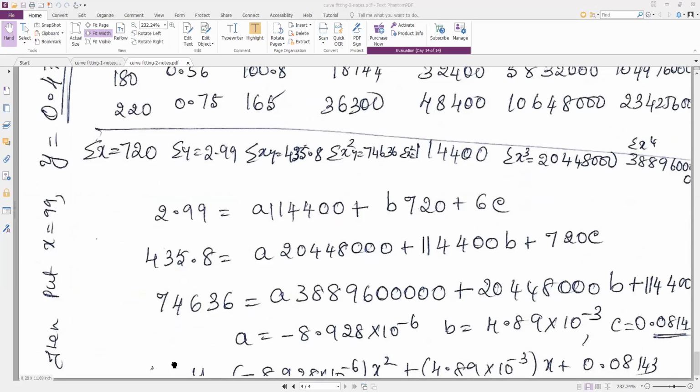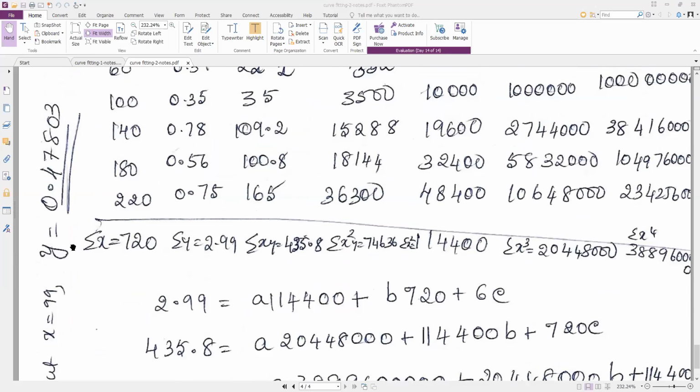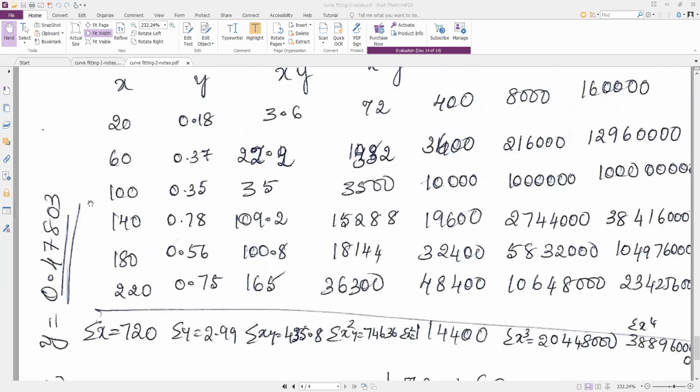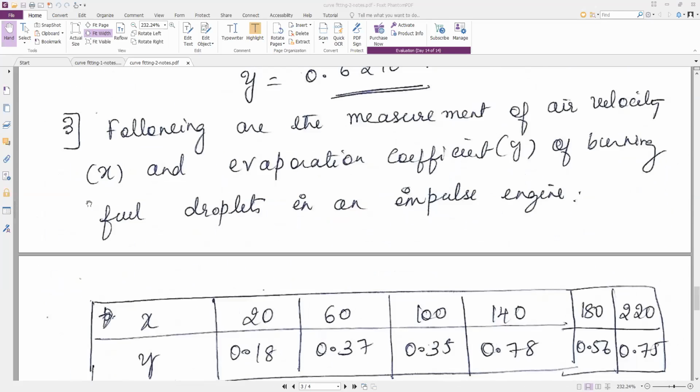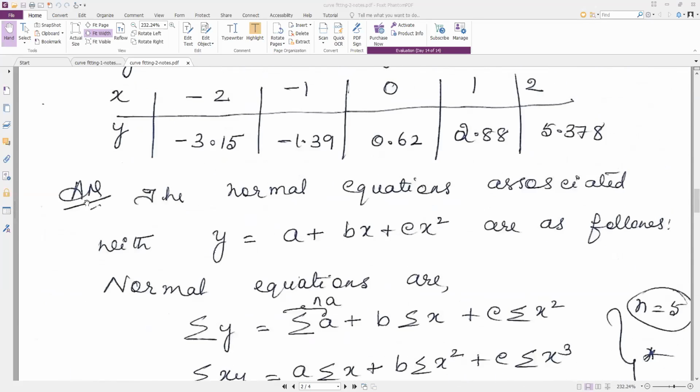So substitute in the curve y equal to ax square plus bx plus c, then put x equal to 99, you will get the y value. So these are the problems under parabola. Okay, thank you.